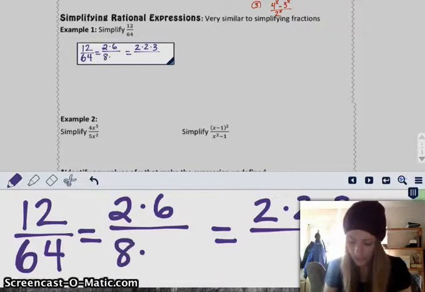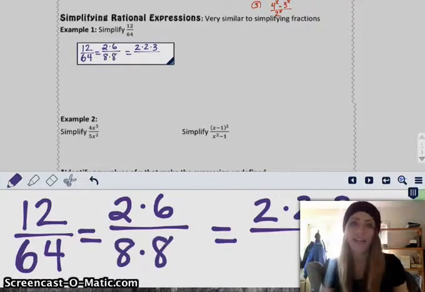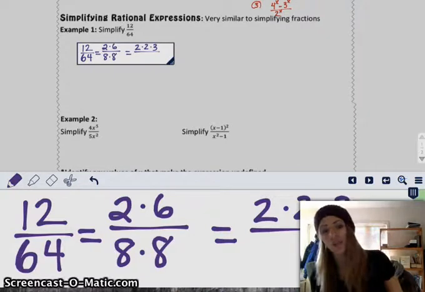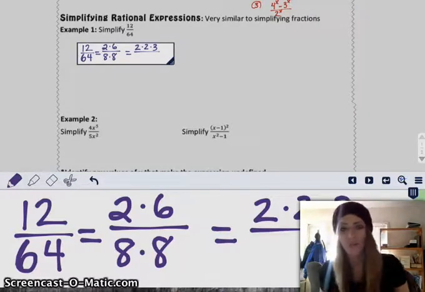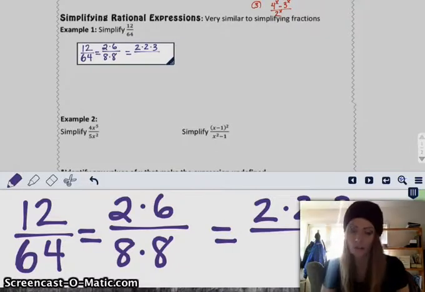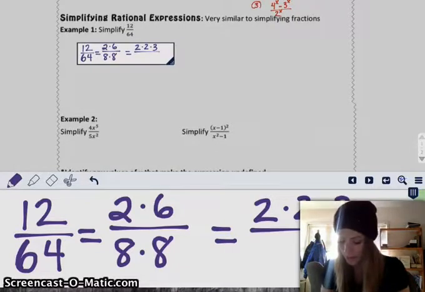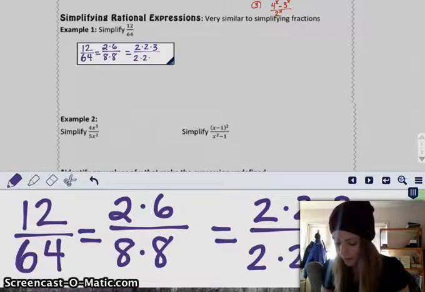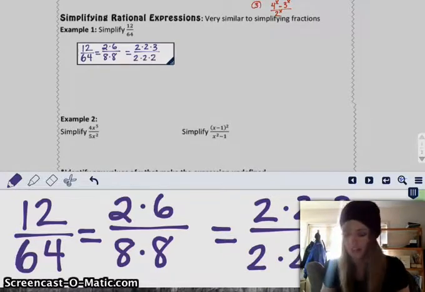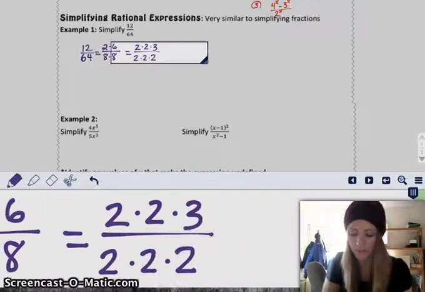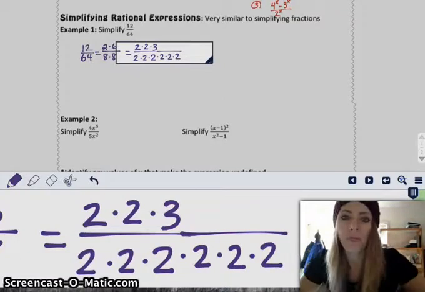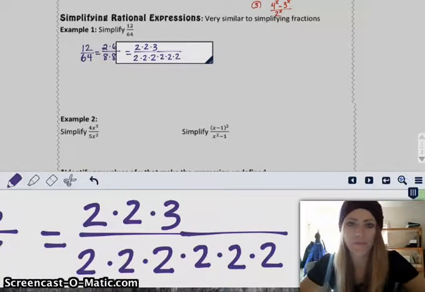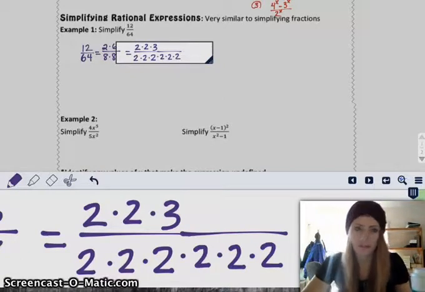64 is 8 times 8. And then 8 is 2 times 2 times 2, or 2 cubed, or 4 times 2. But let's go all the way down to the prime factorization. So it's going to be 2 times 2 times 2 is the first 8, because 2 times 2 times 2 is 8, and then the other 8 is 2 times 2 times 2 as well. Okay, so we've broken both of those numbers into their prime factorizations.